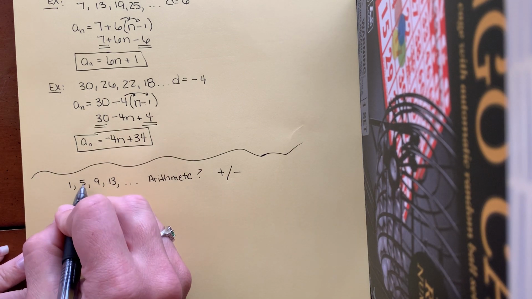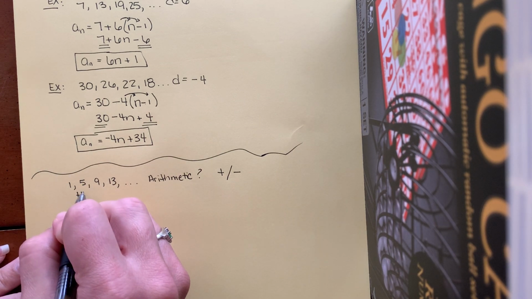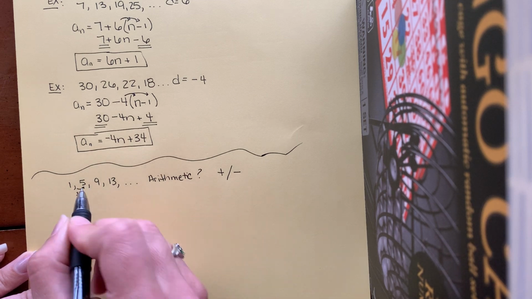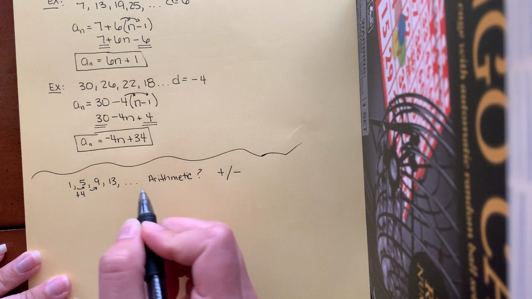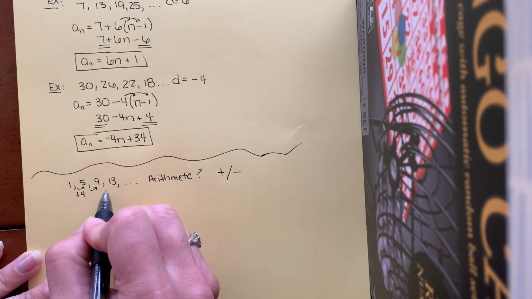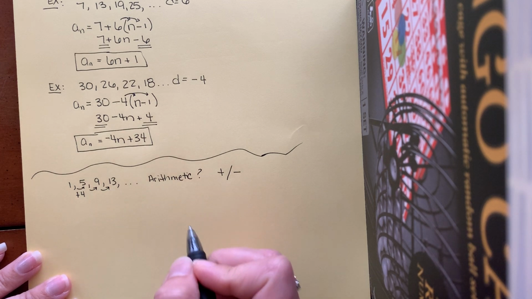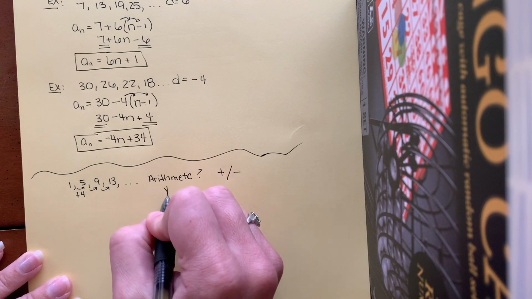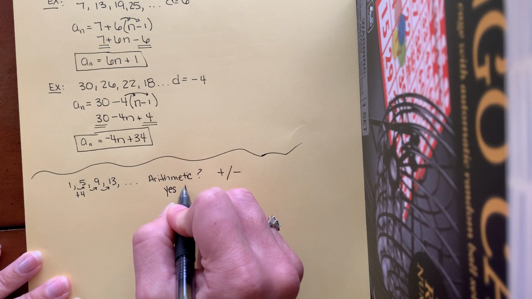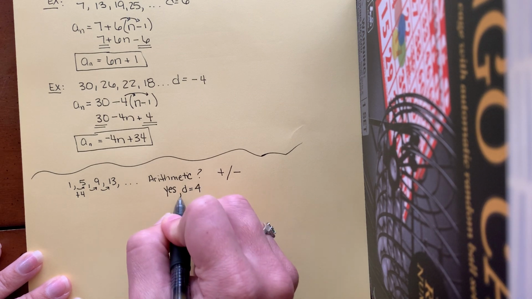If you're not adding or subtracting, then it's not an arithmetic sequence. So 1 becomes a 5 by adding 4. Let's see if that continues to work. Does 5 plus 4 equal 9? Why, yes, it does. Does 9 plus 4 equal 13? By golly, it does. So yes, this is arithmetic because we are adding 4. So my D value is 4.